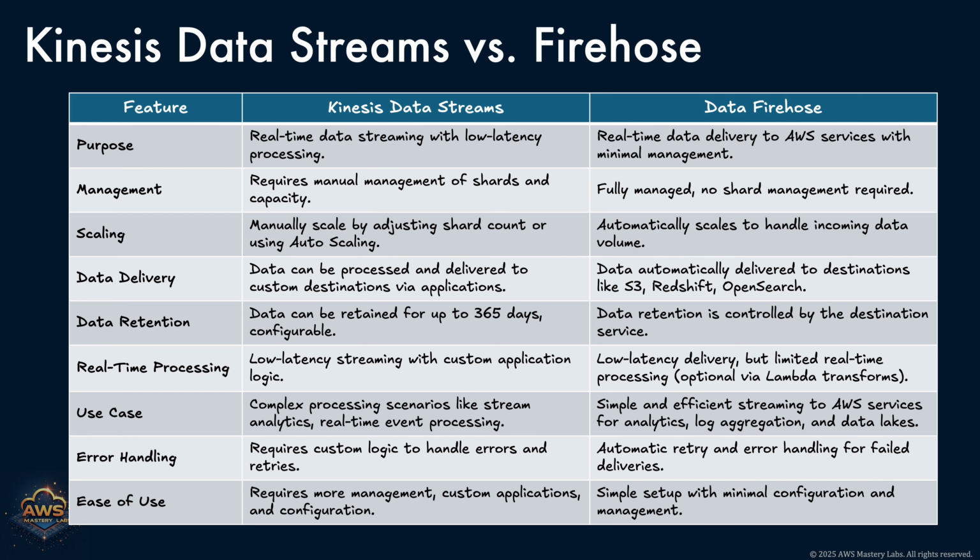Both services offer error handling capabilities, but with Firehose, retry logic and automatic error handling are built in, allowing the service to handle transient failures without manual intervention. Data streams, by comparison, requires custom error management strategies. In short, Kinesis data streams is ideal for custom processing and low latency data applications, while Data Firehose excels at simplified, fully managed delivery with automatic scaling and built-in transformations.